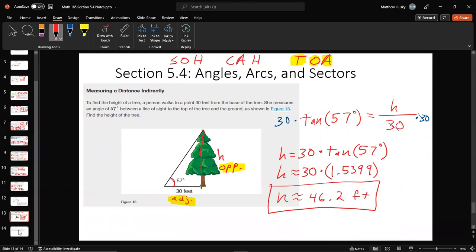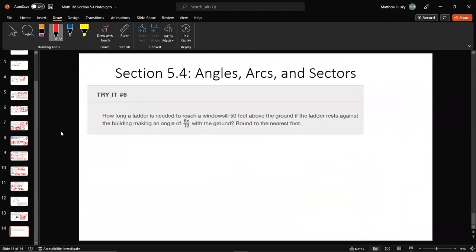And we've got one more example before we're done with this section. So let's look at this. It says how long a ladder is needed to reach a windowsill 50 feet above the ground if the ladder rests against the building, making an angle of 5 pi over 12 with the ground. And then they say round to the nearest foot.